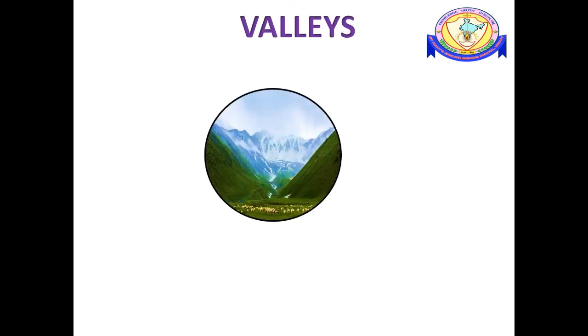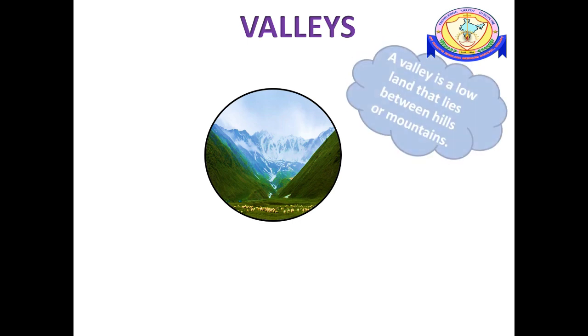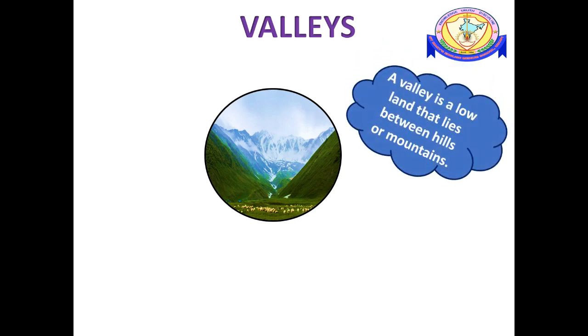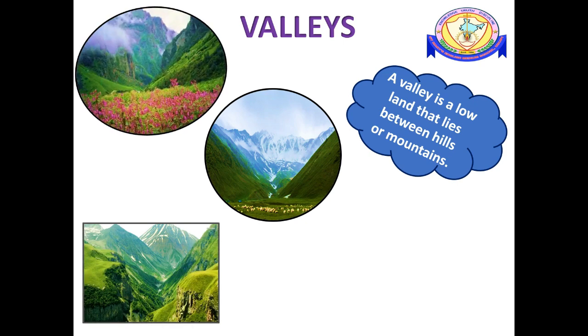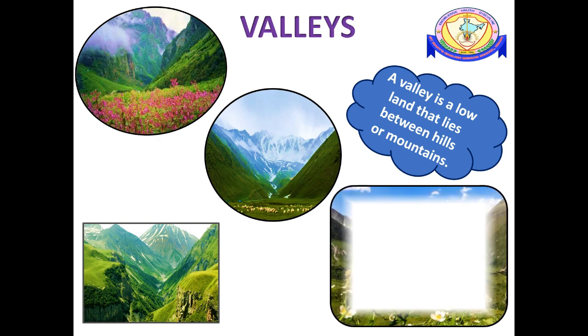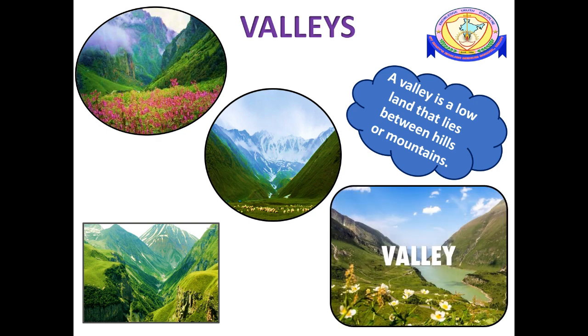The lowland between hills or mountains is called a valley. A number of valleys have rivers flowing through them. They have rich and fertile soils. Famous valleys in India are Kashmir Valley and the Brahmaputra Valley.